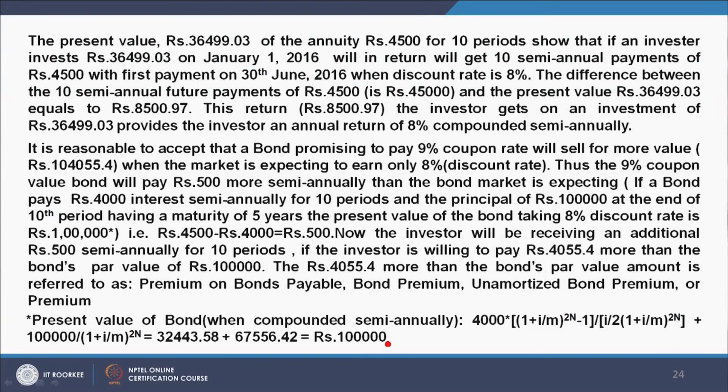The present value of bond when compounded semi-annually is equal to 4,000, that is the annuity, and then we use the formula for semi-annual compounding, plus 1 lakh is converted into the present value, comes out to be 1 lakh.